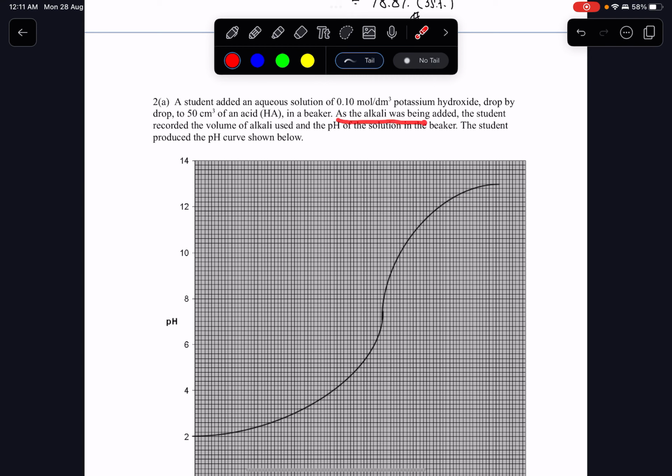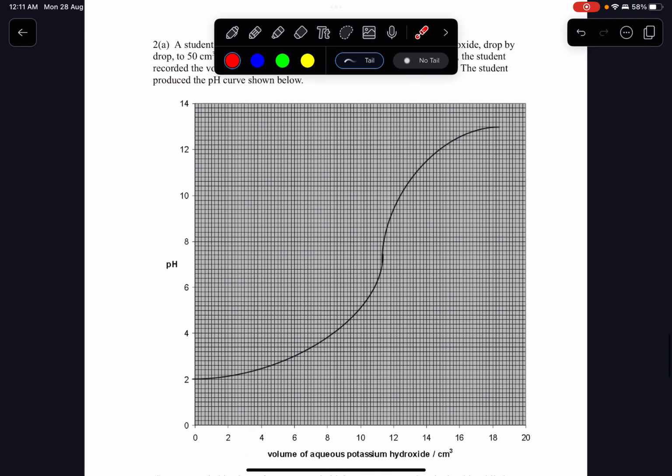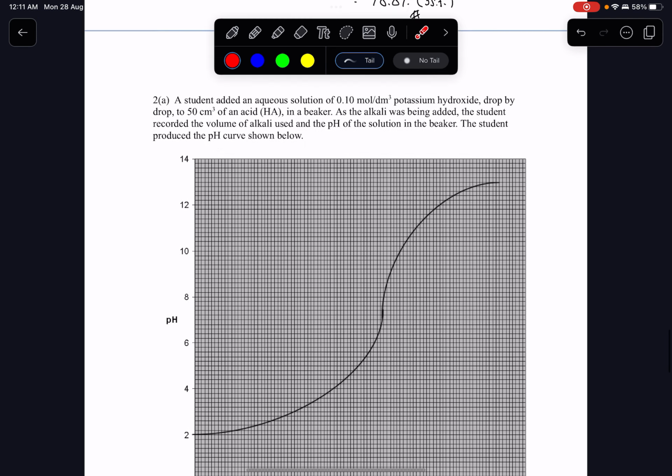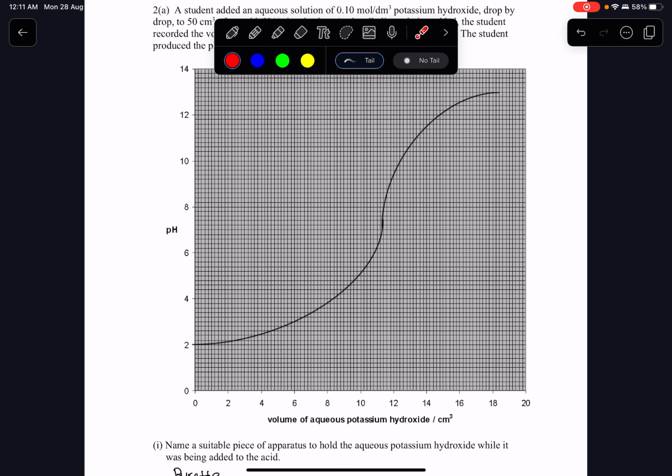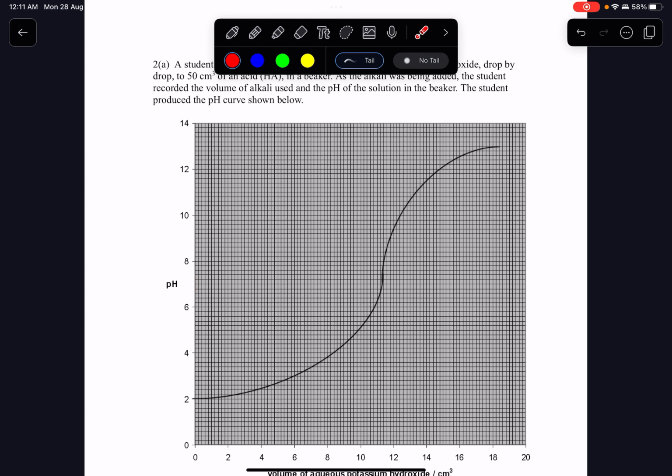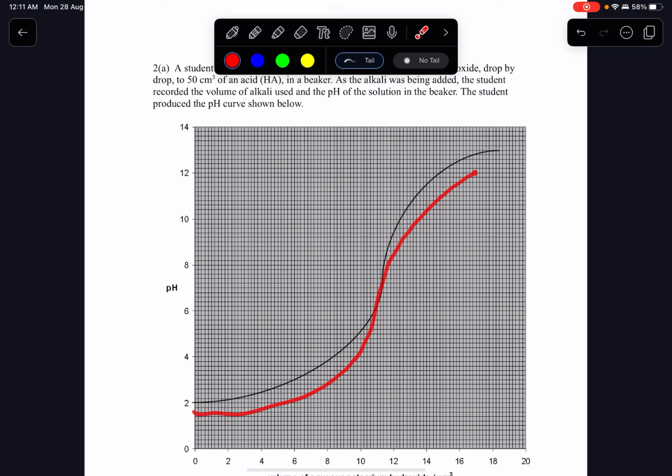Okay, as the alkali is being added, the student recorded the volume of alkali used and the pH of the solution in the beaker. The volume of potassium hydroxide is on the x-axis and the pH on the y-axis, to produce this curve.